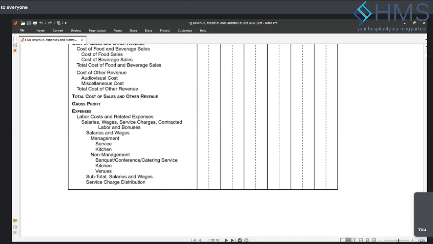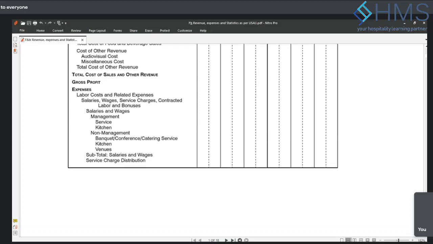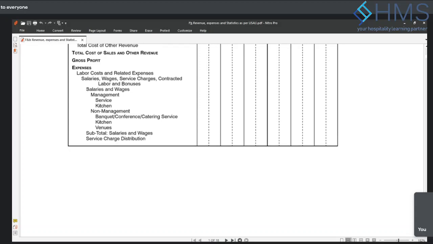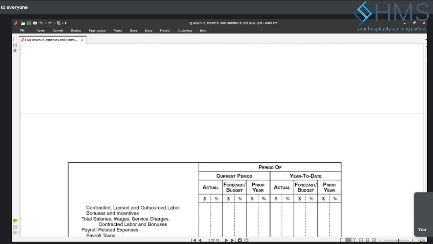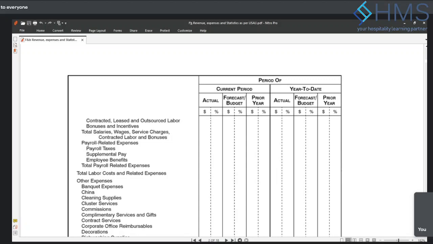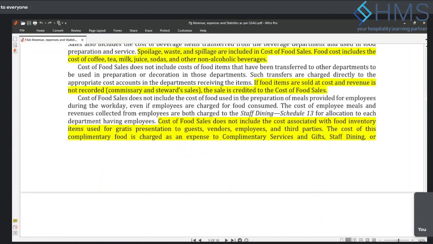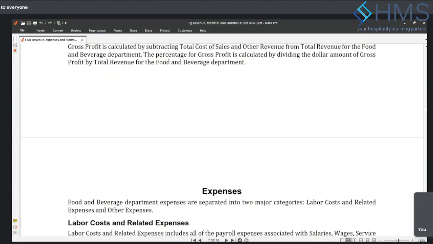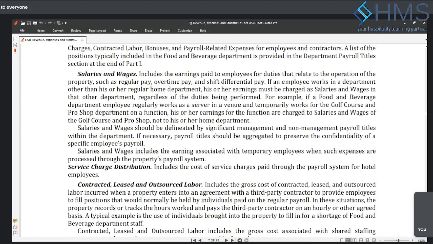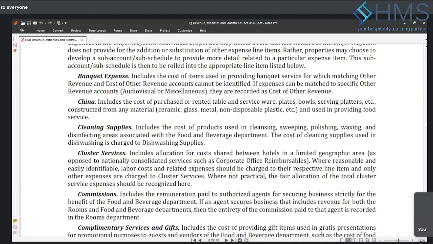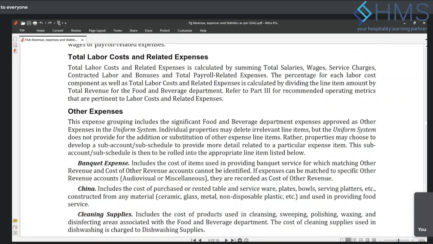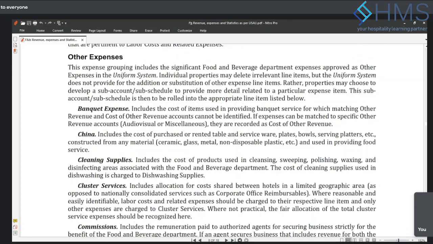The other lines are pretty much similar to what we have in the other operating department, the rooms department. For service charge distribution, the concept remains the same. The payroll cost remains the same. You can look at the detailed course where we have detailed explanations. We have already explained these things in the rooms department, so I'm not going to repeat them again unless you have any questions on that. Then we have the other expenses.